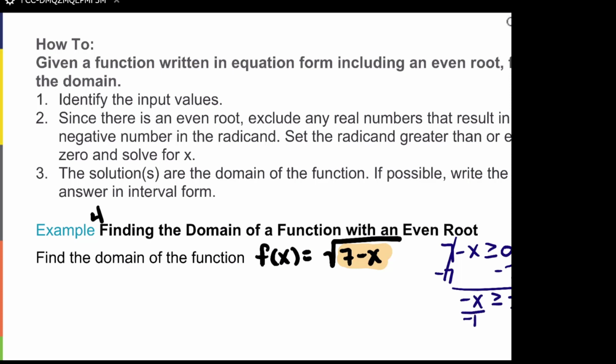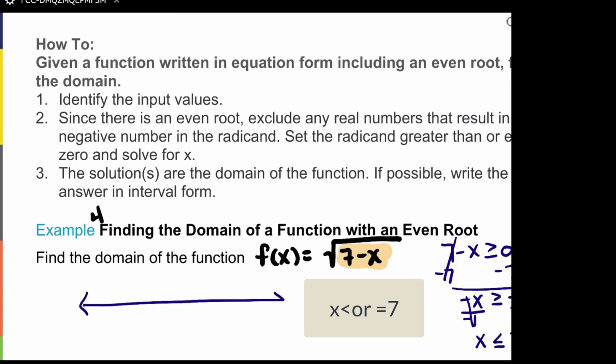What I do to one side, I do to the other. And what happens is, when I divide both sides by a negative, it flips it and makes it less than or equal to instead. So the negatives cancel on the left and leave x. And negative 7 divided by negative 1 is positive 7. So x is all real numbers that are less than or equal to 7.